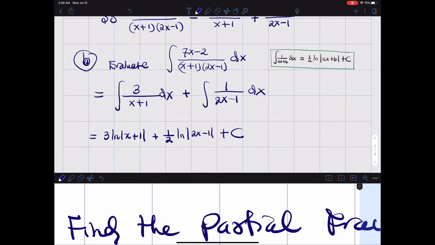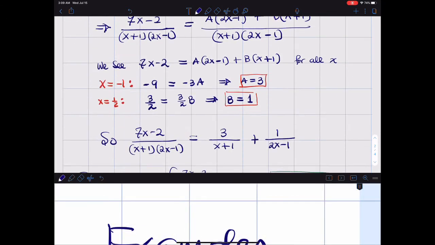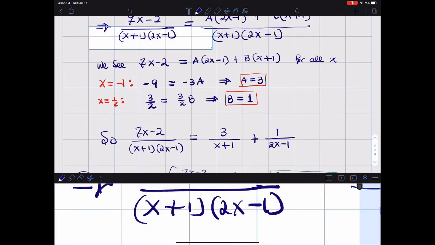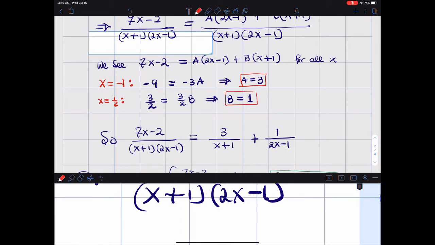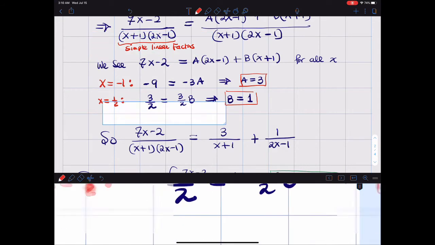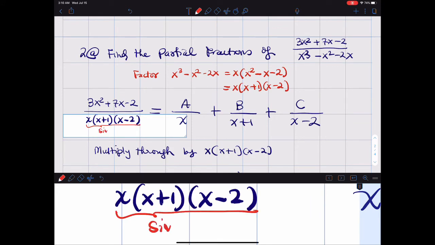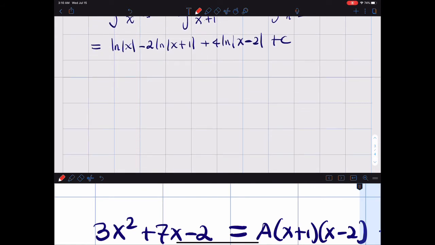Okay, now let's look at the two problems we've done so far. If you look at the denominators, they are linear factors. We call them simple linear factors. They are linear functions. X plus 1 is a linear function. 2x plus 1 is a linear function. These are simple linear factors. Now, these are also simple linear factors. Now, how about this?